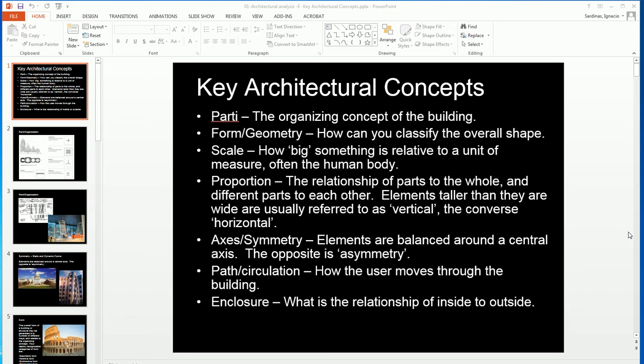And finally, enclosure. What's the relationship of the spaces in and around the building to the outside world? Does the building have porches that are covered, but if it's cold outside, you're cold? Does it have interior rooms that are completely enclosed? Does it have interior rooms that are open to the sky? Understanding the level of enclosure becomes a crucial thing in trying to analyze architecture.